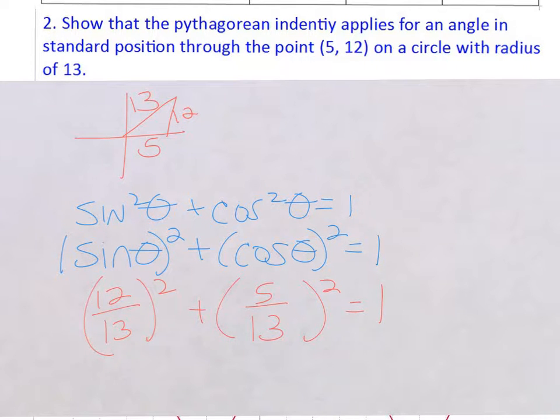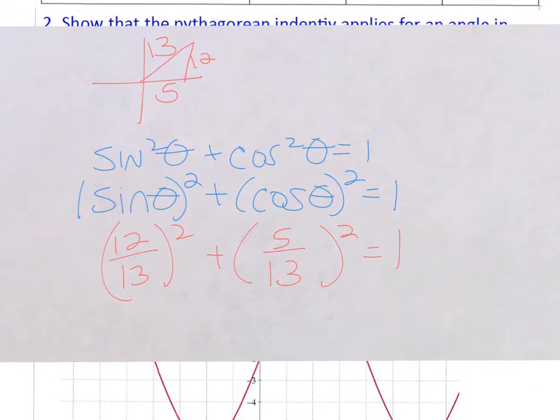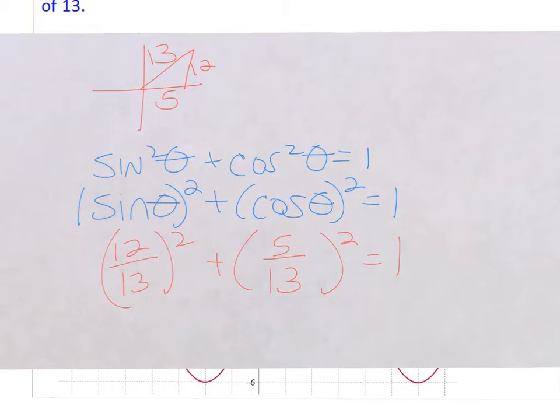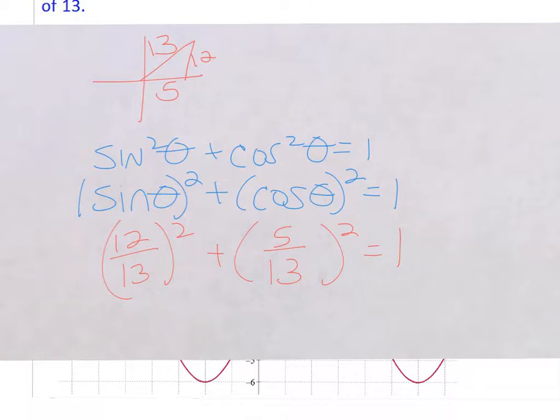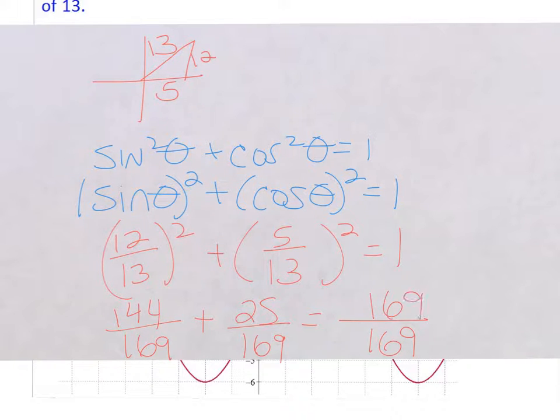And to simplify then those values, we get 144 over 169 plus 25 over 169. We have a common denominator, and 144 plus 25 is 169, and anything divided by itself is 1. So that matches. We proved that sine squared theta plus cosine squared theta equals 1 for that triangle.